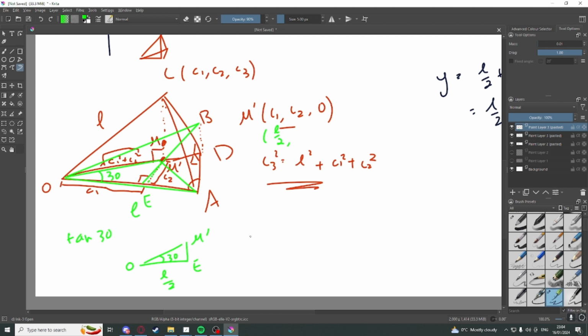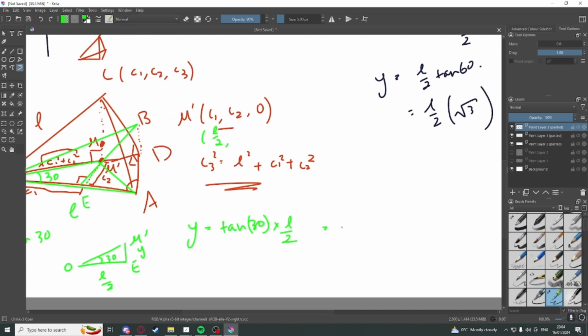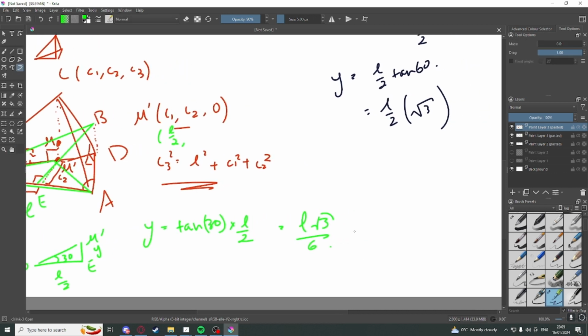So my x coordinate, sorry, no, not my x, my y coordinate here would relate to tan. So tan of 30 times L over 2 again. And then tan of 30 is just root 3 over 3. So this would be L root 3 over 6, right? Am I bugging? 1 over root 3. Yeah, it is. Okay.